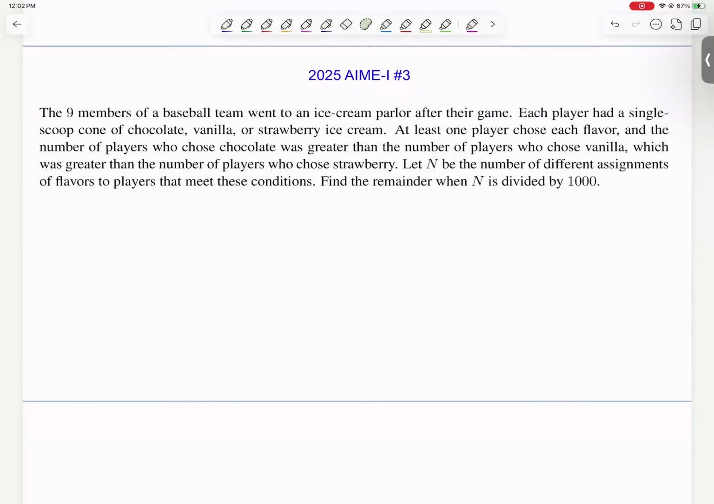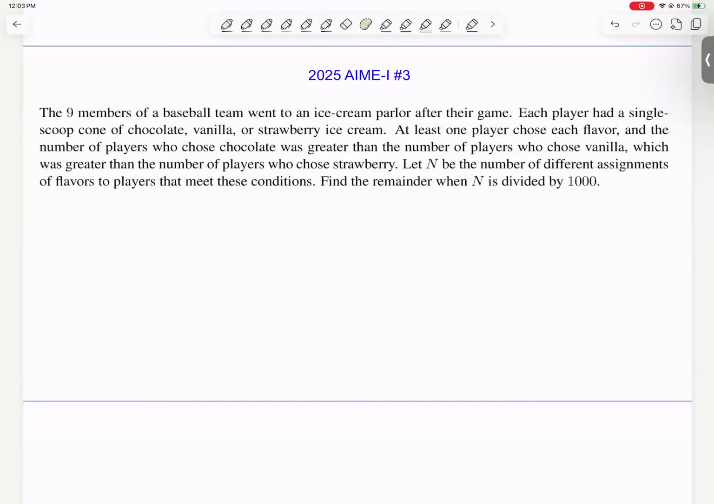The 9 members of a baseball team went to an ice cream parlor after their game. Each player had a single scoop cone of chocolate, vanilla, or strawberry ice cream. At least one player chose each flavor, and the number of players who chose chocolate was greater than the number of players who chose vanilla, which was greater than the number of players who chose strawberry.